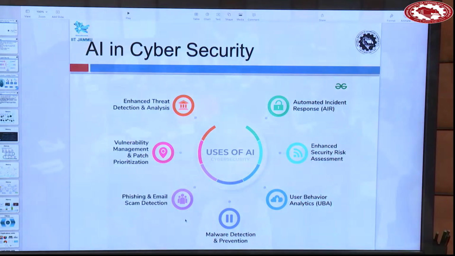Okay, so then you can say enhanced threat detection and analysis. One of the things you might have heard of is zero-day attack. So we are planning to basically defend against zero-day attacks.